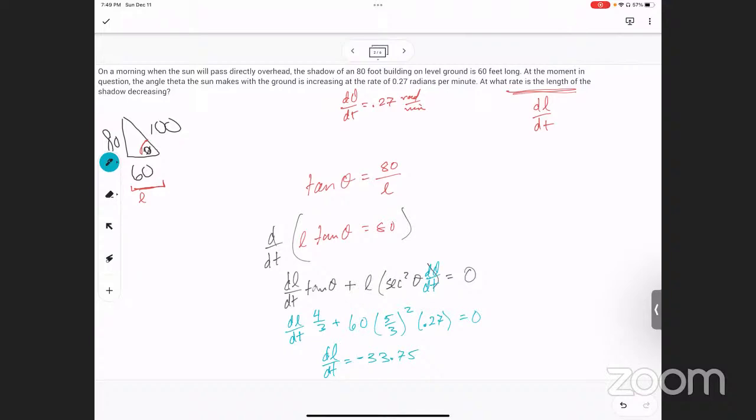What units are we using? Feet per, are we in minutes? Per minute. Got it?